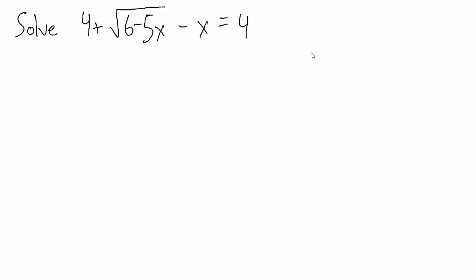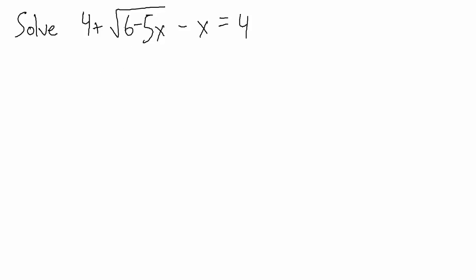Okay, here's another example of solving a radical equation. This one's a little bit more complicated. So here we want to solve 4 plus the square root of 6 minus 5x, and then minus another x out here, equals 4. Okay, so remember we said in the previous example that the very first thing we always want to do is isolate the radical piece, or the radical term.